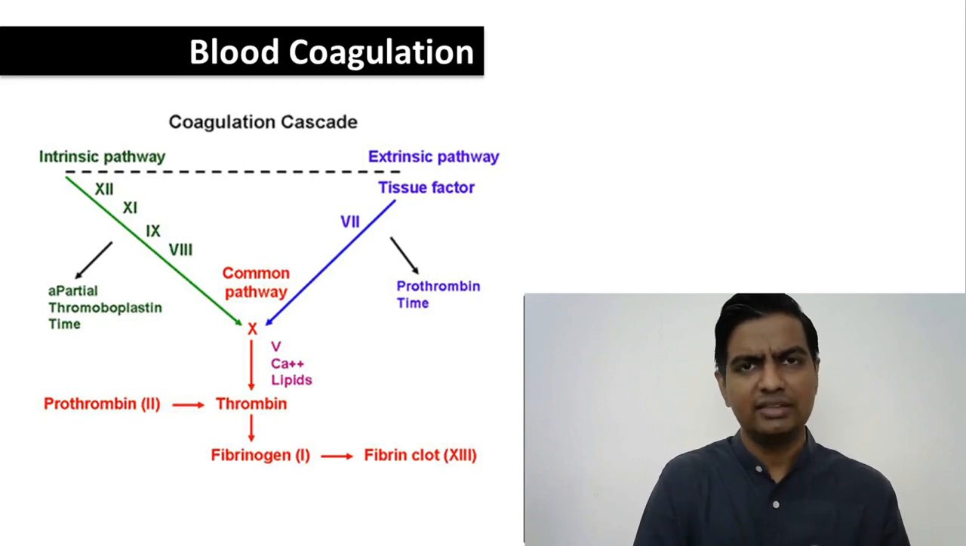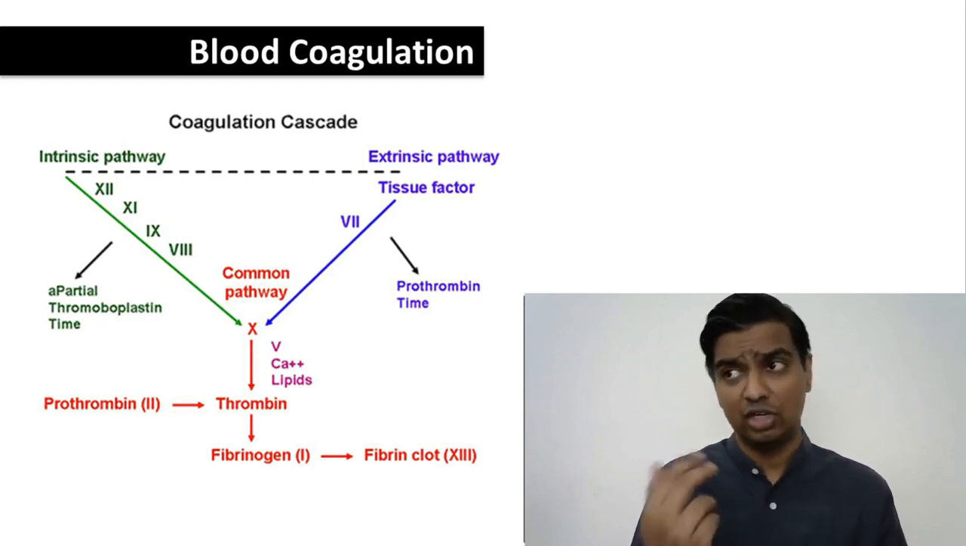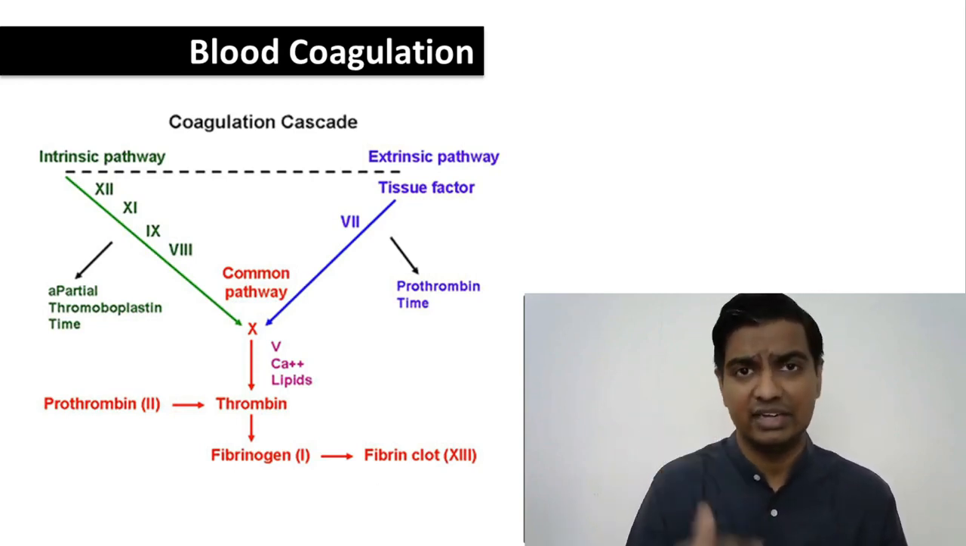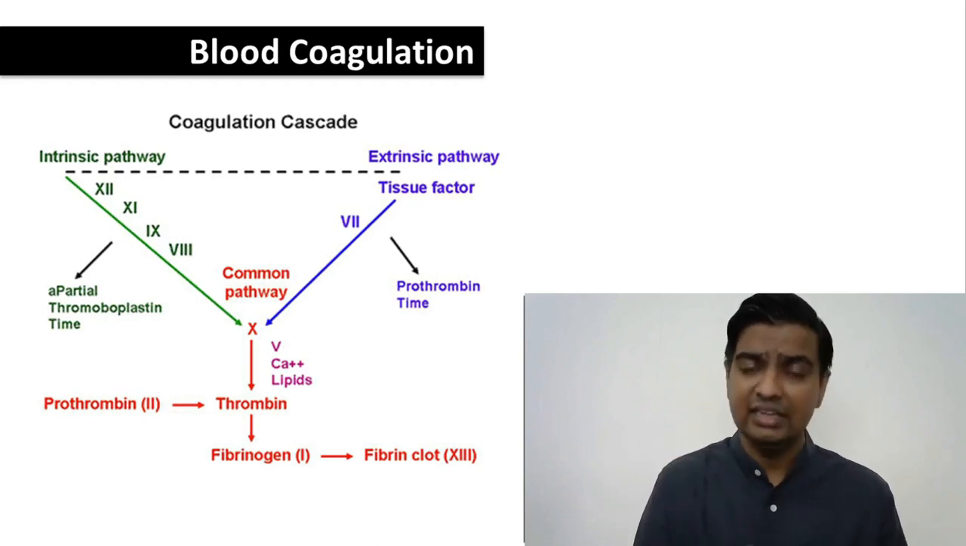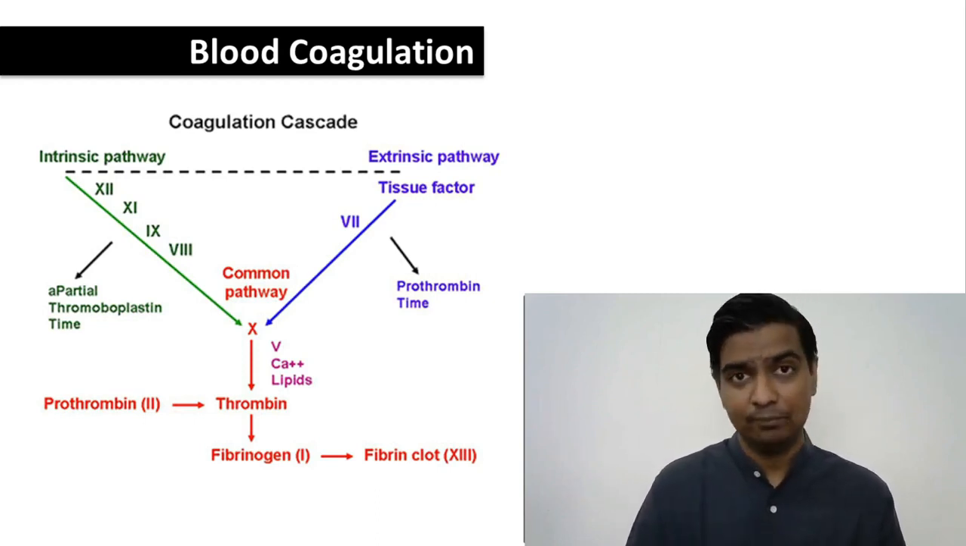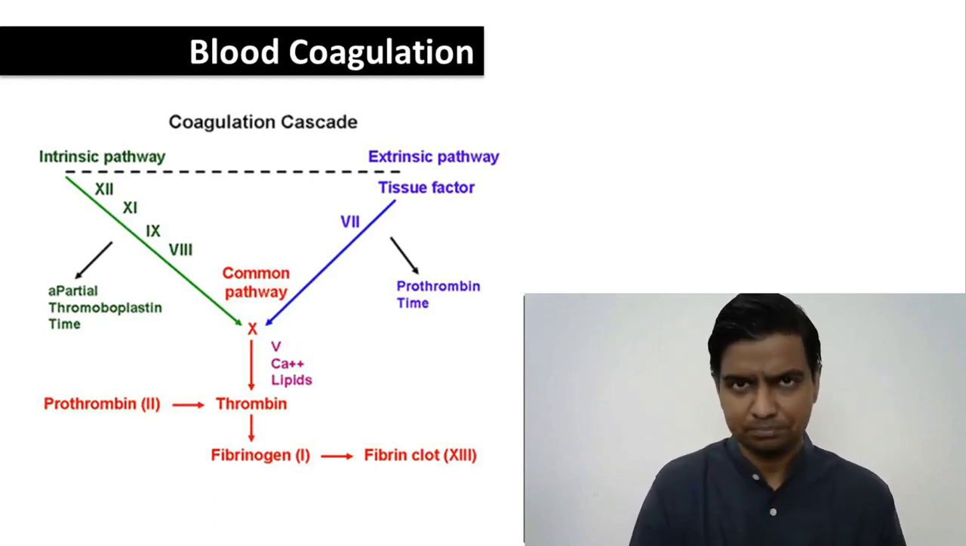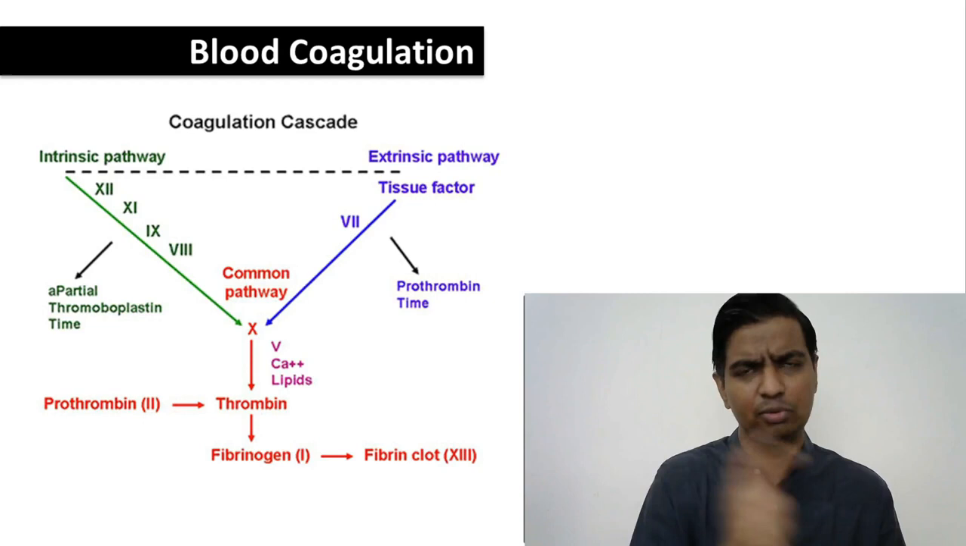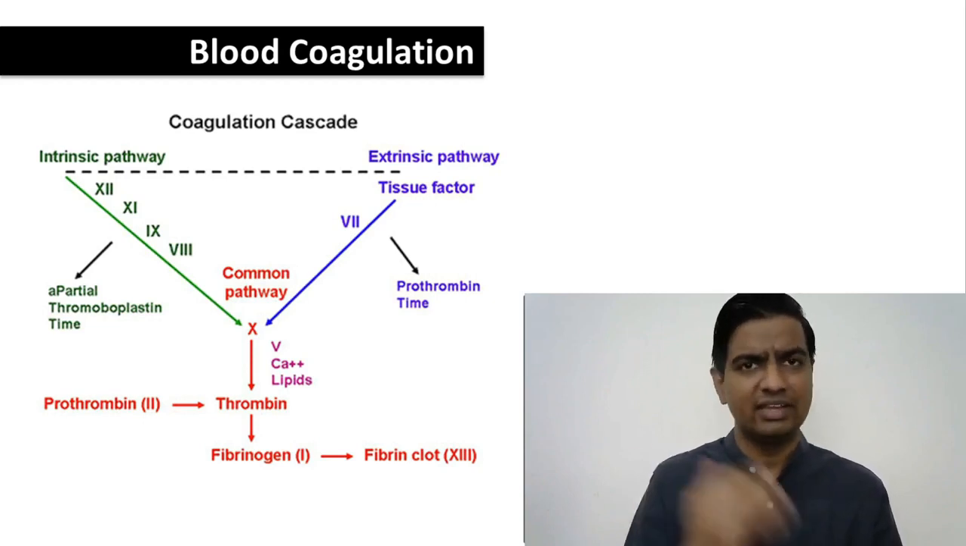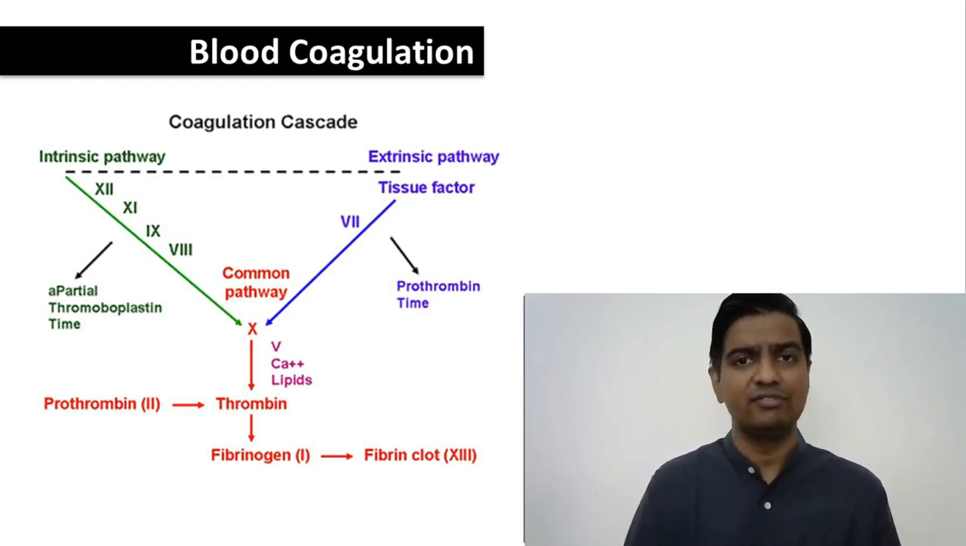The intrinsic coagulation cascade starts with activation of clotting factor 12, which activates clotting factor 11, which activates clotting factor 9, which activates clotting factor 8. Eventually, clotting factor 8 also activates clotting factor 10. Factor 10 then activates prothrombin to thrombin, and thrombin activates fibrinogen to fibrin, and fibrin forms the clot.